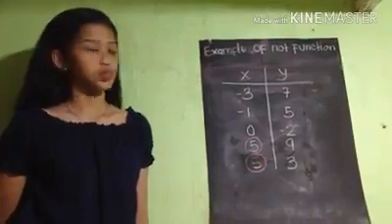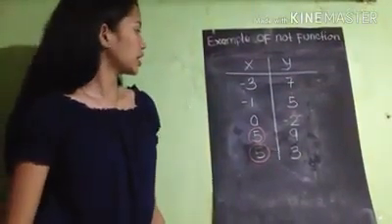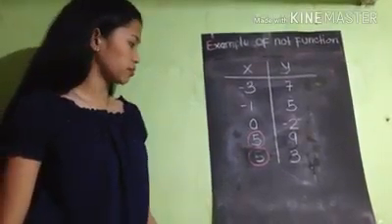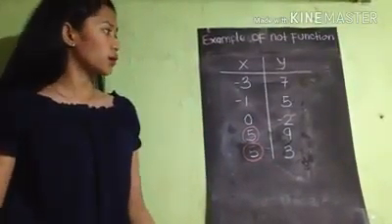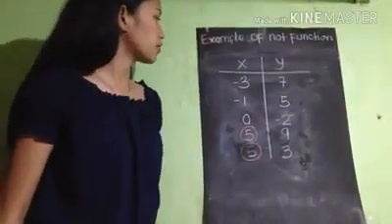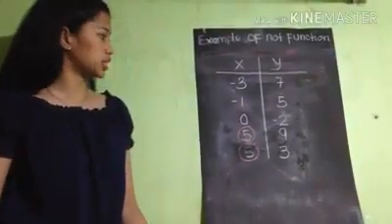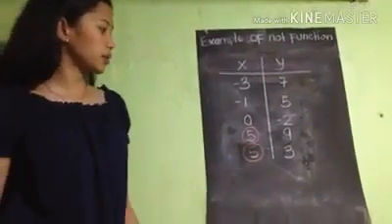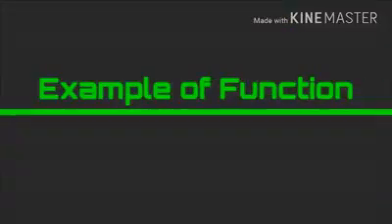Example of not a function. X values or our domain are -3, -1, 0, +5, and +5. Our y values or our range are 7, 5, -2, 9, and 3. So, as we can see, the number 5 is repeating or duplicated. So, we can say that this is not a function.